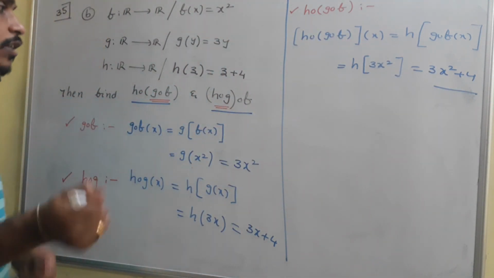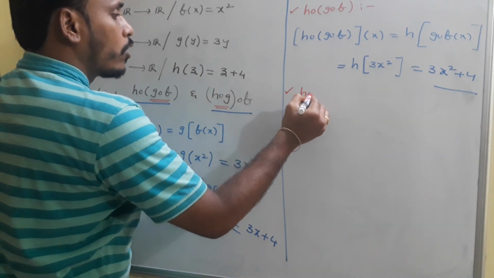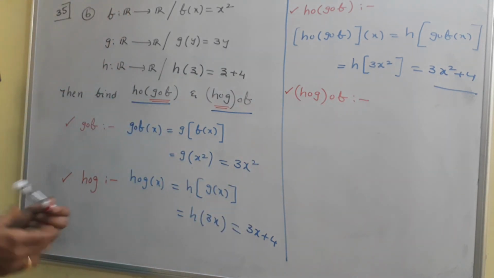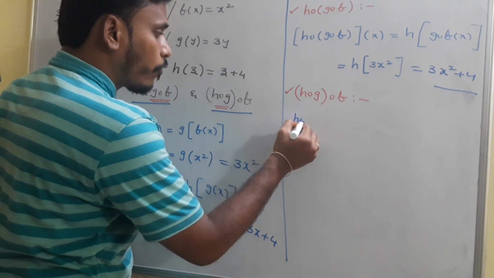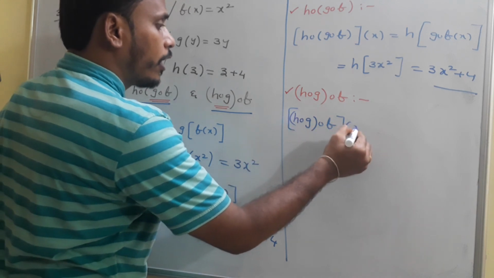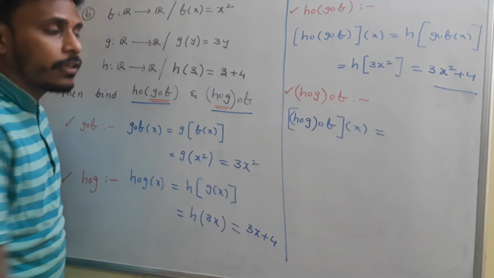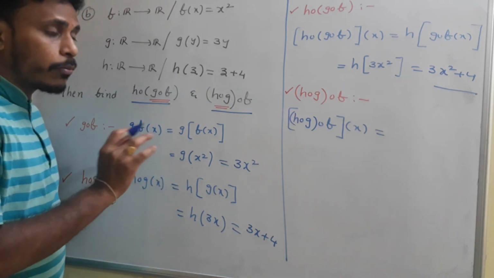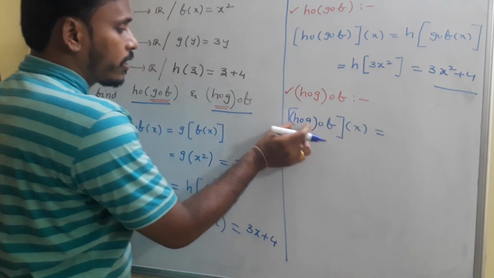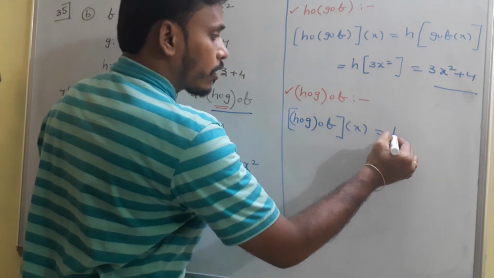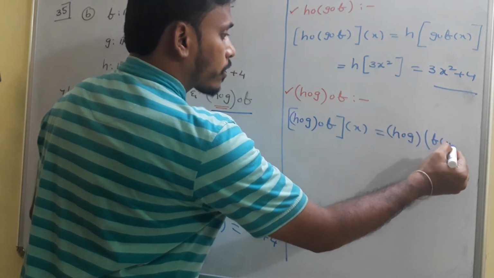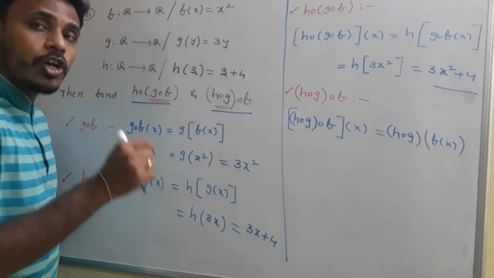And the next thing is what? h circle g circle f. h circle g circle f of x we need to find. So the first function is h circle g and the second function is f. Don't treat them as three different functions. They are just two different functions. h circle g is one function, f is the other function. So we will write it like this. h circle g is the first function, f of x is the second function. h circle g of f of x.